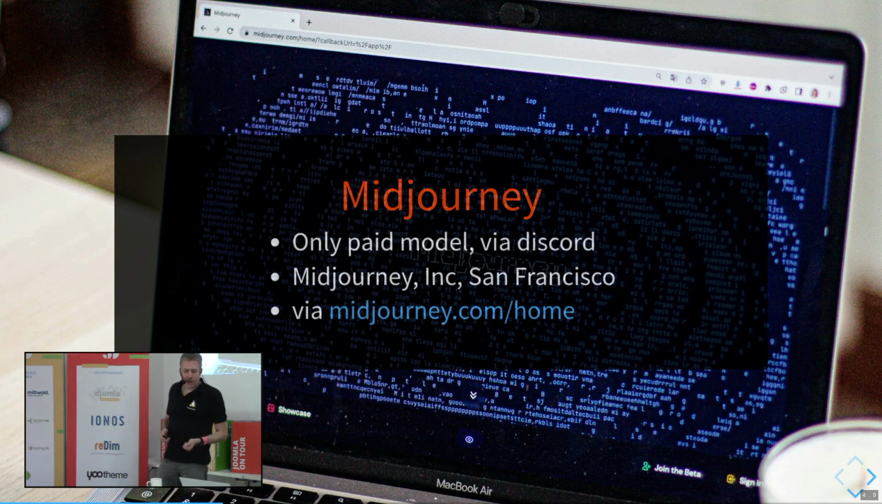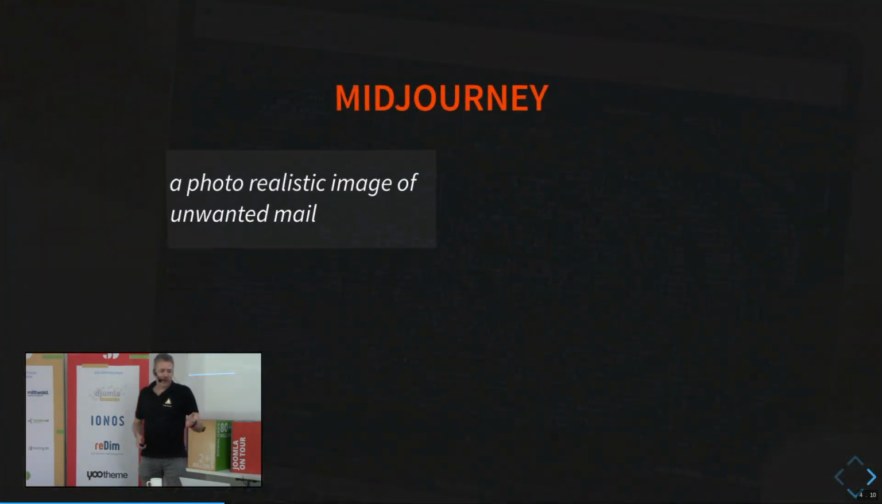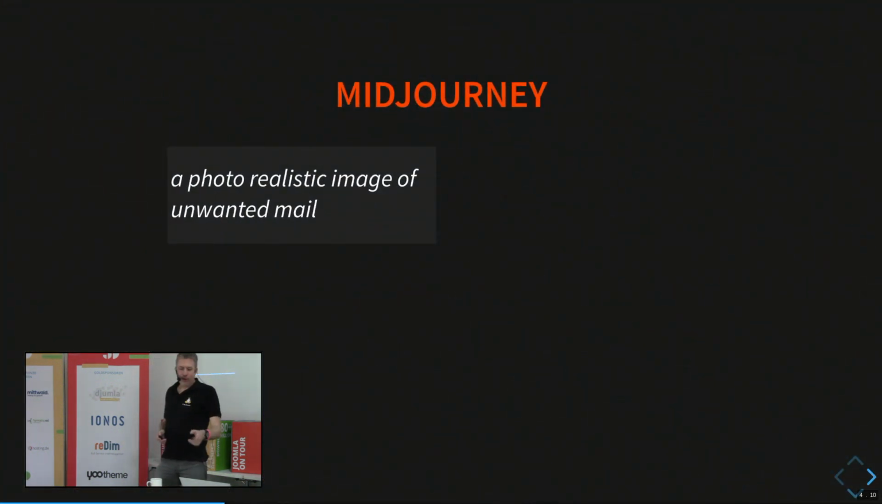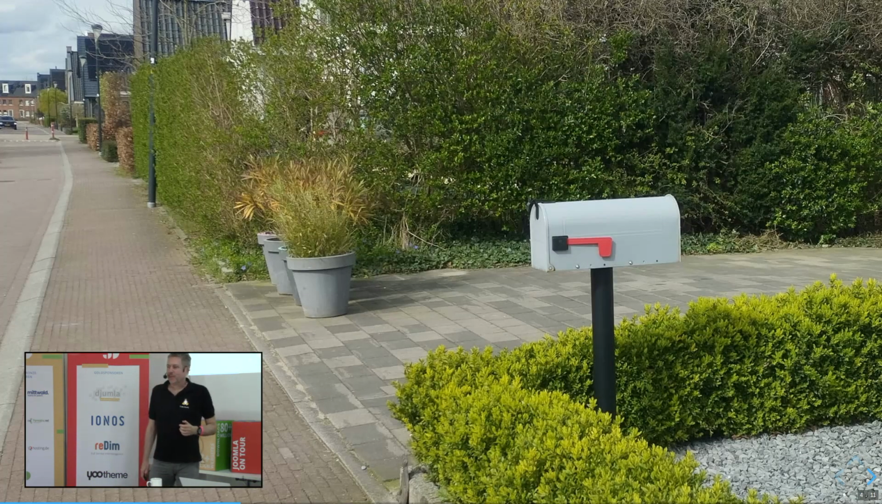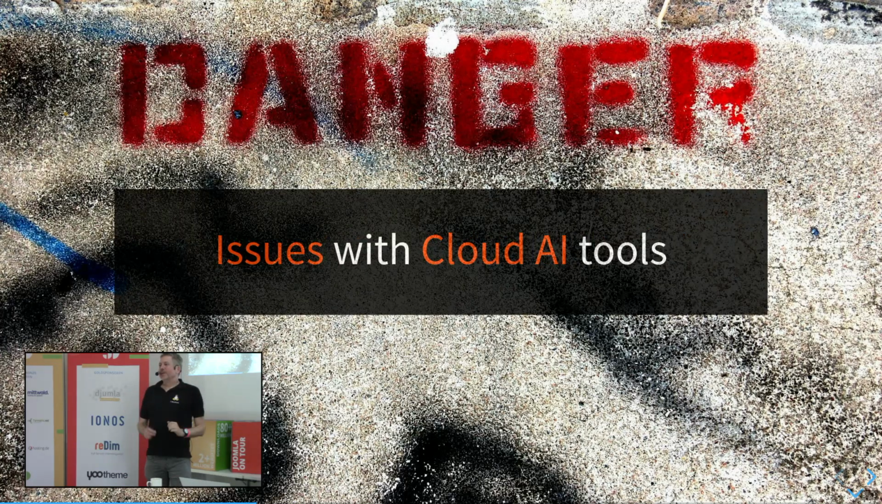And then Midjourney, you need to have Discord, and this is a paid model. They're from San Francisco. I know somebody who uses Midjourney, so I asked them to create a photo of this, and it became this. The photo itself is really nice. It looks like a real photo, but it's not what I wanted. And then I was riding my bike in my hometown, and this was in the street of the Netherlands. So, okay. There are issues with cloud. Yes?